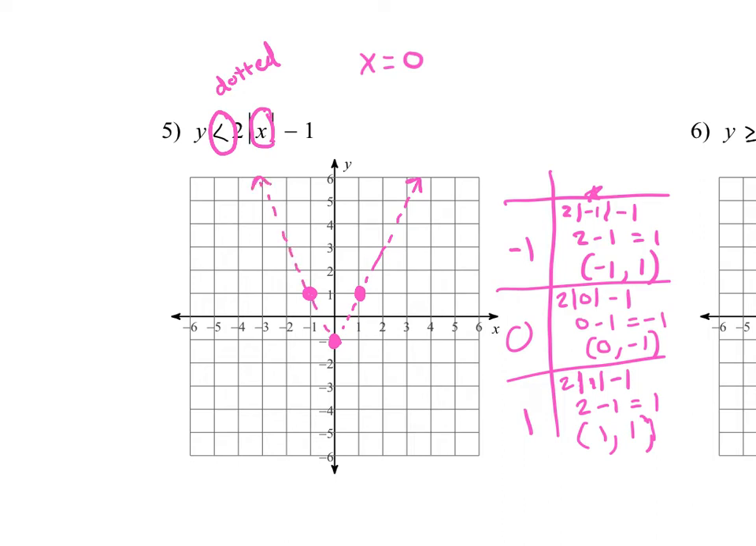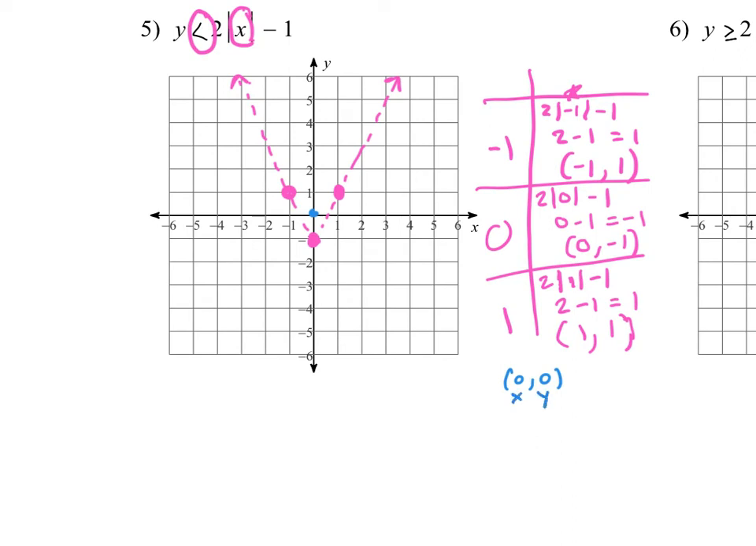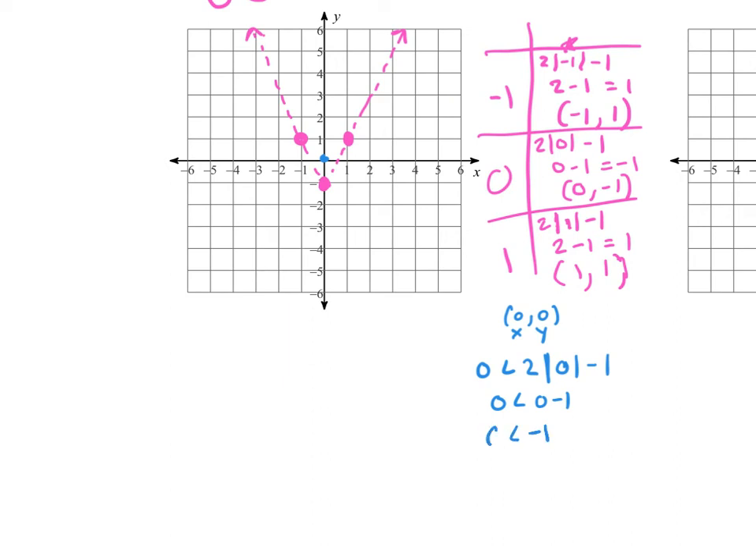Next, we need to test a point. So we're going to test 0, 0. So we're going to plug in 0 for x and 0 for y. So we have 0 is less than 2 times the absolute value of 0 minus 1. 2 times 0, 0. 0 minus 1 is -1. So 0 is less than -1. 0 is bigger than -1, so this is not true. So since it's not true, we shade on the side that does not have 0, 0, so we're going to shade on the outside here.